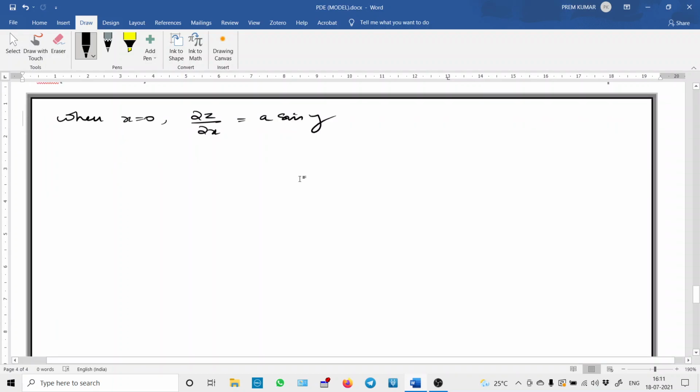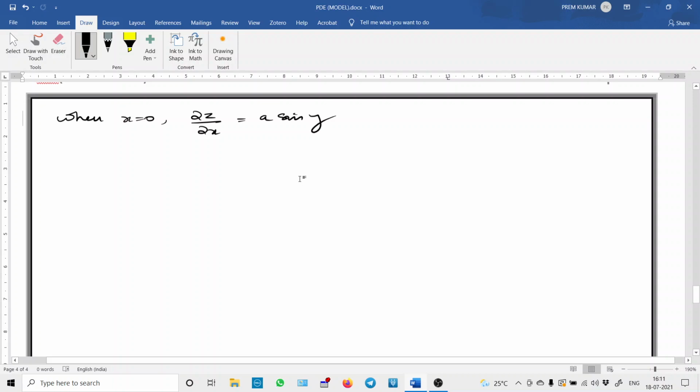So go to ∂z/∂x. That is equal to what? a into sin y. Not always, only when x equal to 0. Right hand side, wherever x is there, you put 0. So what happens? We are going to go to this equation and substitute in place of this. Therefore, a into sin y equals, right hand side, we have to put x equal to 0 everywhere. Wherever x is there, you put 0. a into f of y minus a into pi of y. This is what we get.